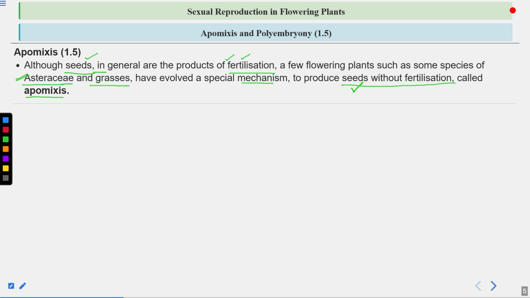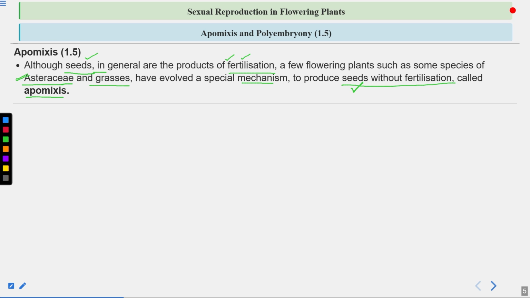Apomixis can be best described as an asexual process, because in the formation of seeds, only one of the sexes is involved here. So that is why it is called an asexual process. The plant produced is a clone of the female parent plant. Yes, your question was correct.